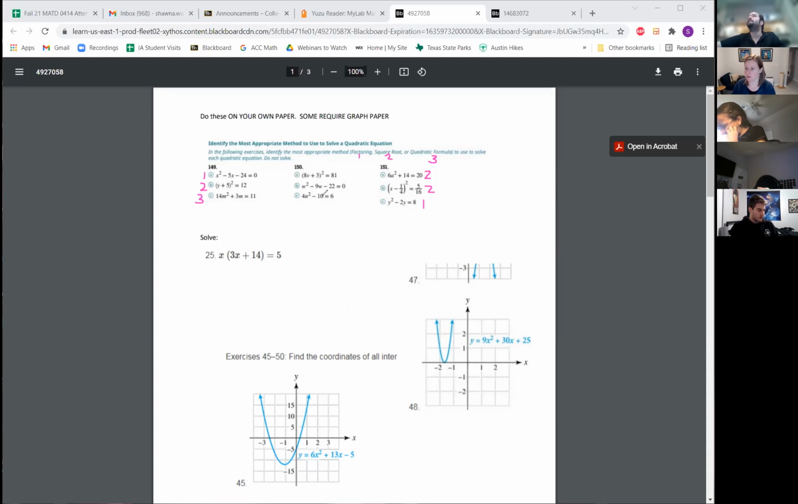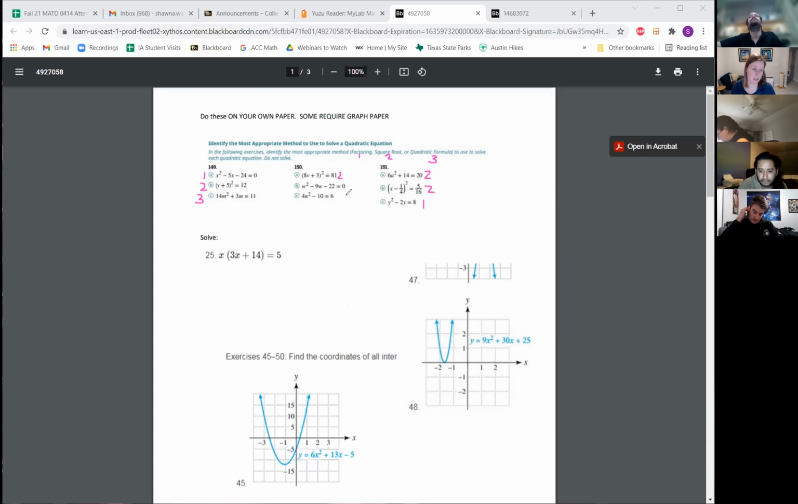Did anyone do 150? Want to go through 150 real quick? Yes. Real quick, 151A was a square root property. Okay, thank you. So what about 150A? For those of you who did it, or if you didn't do it, look at it now. What do you think it would be? Square root. Yep, it's already set up for square root. I would square root both sides, then subtract the 3, then divide by 8. So that one's already set up for the square root property.